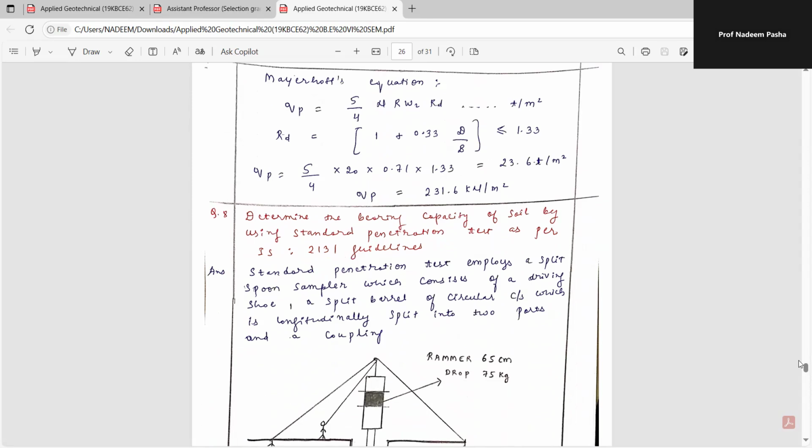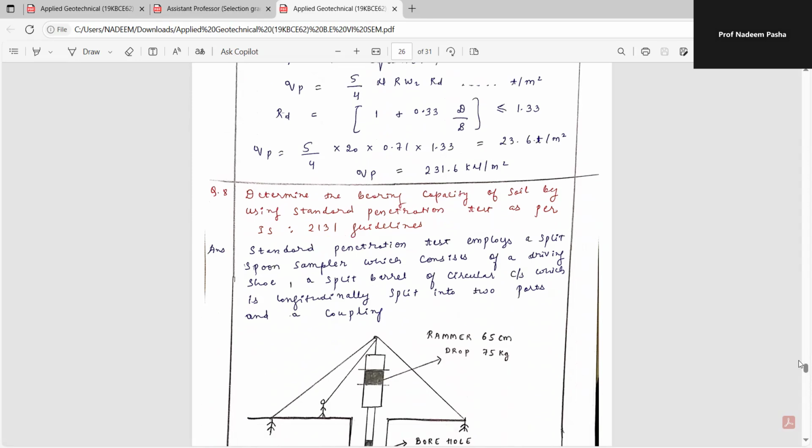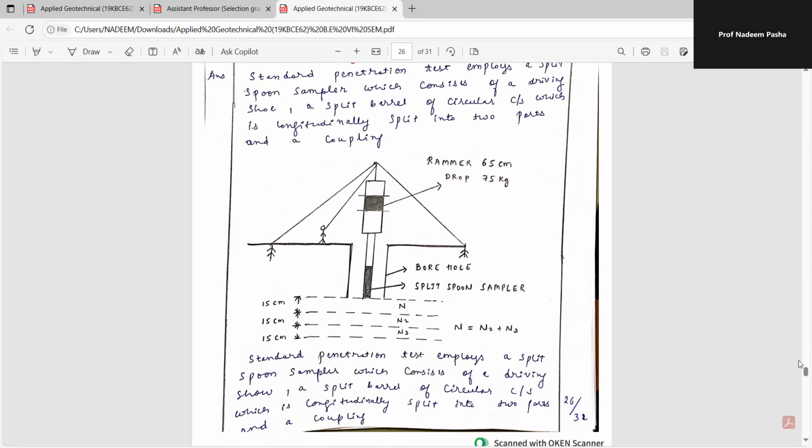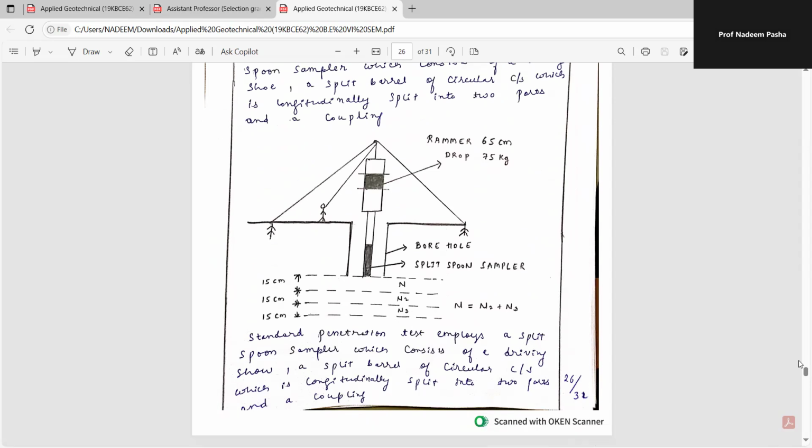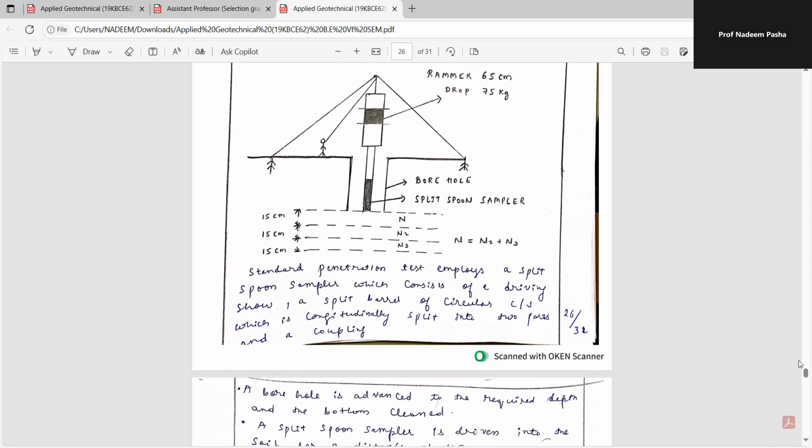Determine the bearing capacity of soil by using standard penetration test as per IS 2131 guideline. Standard penetration test employs a split spoon sampler which consists of a driving shoe, a split barrel of circular section which is longitudinally split into two parts, and a coupling. This is the rammer of 65 kg, 75 centimeter drop, borehole, split spoon sampler, 15 centimeter, 15 centimeter, 15 centimeter.